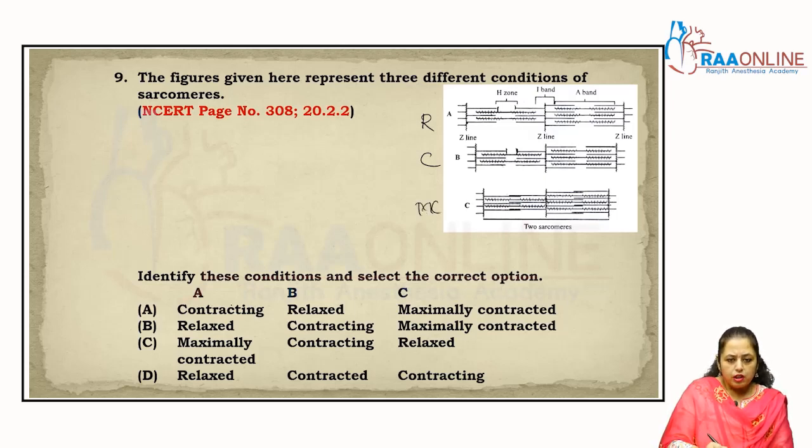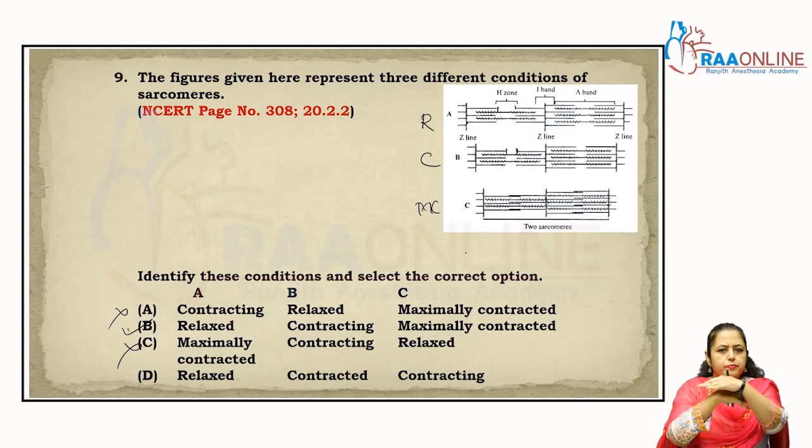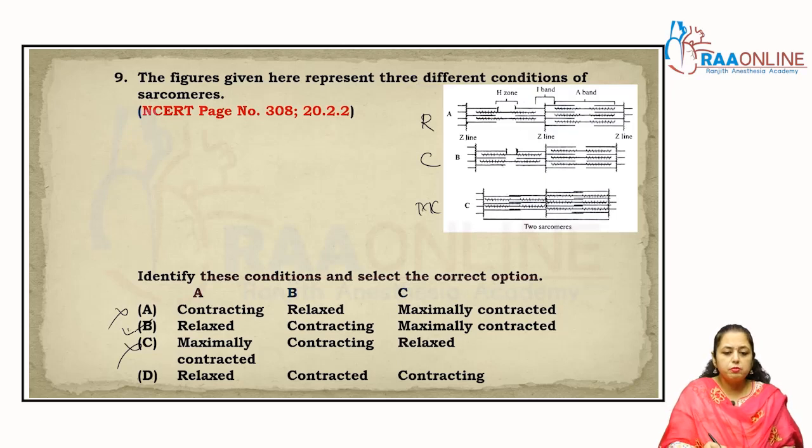So option A is wrong, B, relaxed, contracting, maximal, is correct. Relaxed, contract and contracting is also right, but the most appropriate answer is maximum contracted. You can see here, right? Because both actin filaments overlap each other, that's why it is called the maximum contraction. So D is also cancelled. This is the diagram of the NCERT which is given on page number 308.